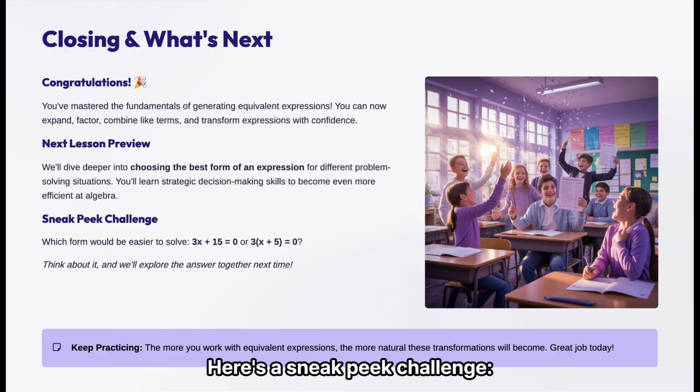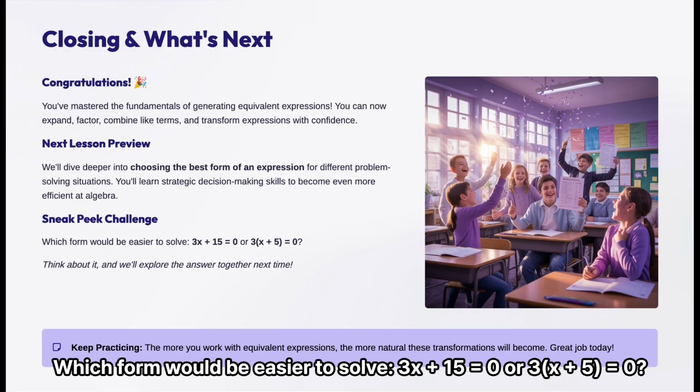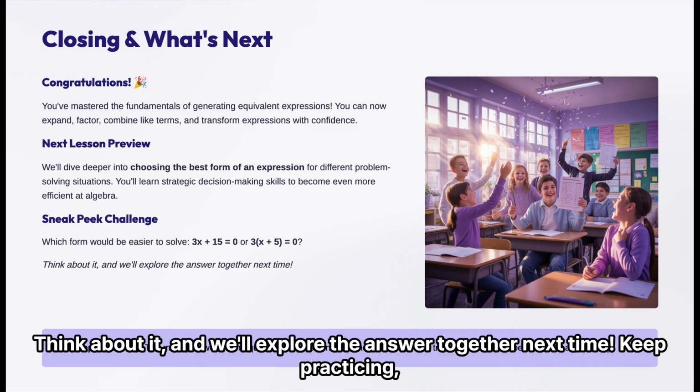Here's a sneak peek challenge. Which form would be easier to solve? 3x plus 15 equals 0, or 3 times x plus 5 equals 0? Think about it, and we'll explore the answer together next time.